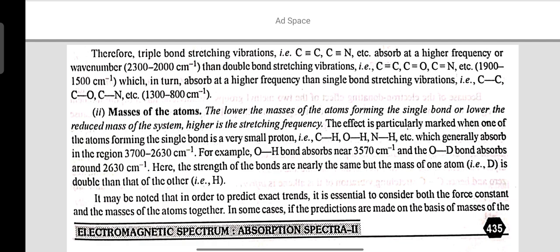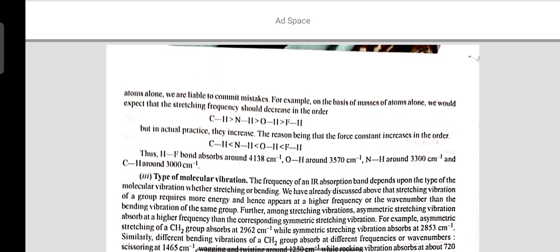In some cases, if the predictions are made on the basis of masses of the atoms alone, we are liable to make mistakes. For example, on the basis of masses of atoms alone, we would expect that the stretching frequencies would decrease in the order CH, NH, OH, FH, but in actual practice they increase. The reason is that the force constant increases in the order CH, NH, OH and FH.